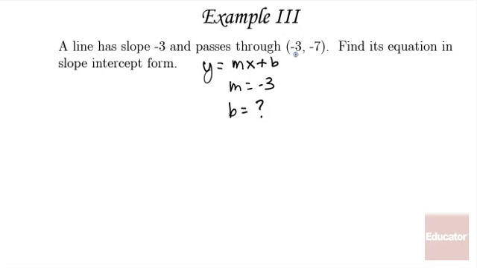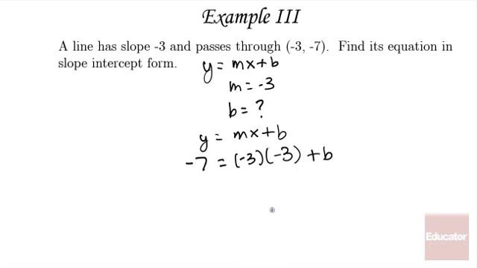Since I have a value of x and a value of y and m, I will just have one equation with one unknown, b, and I can therefore solve for b. So y equals mx plus b. I'm going to let y equal -7. m is -3. x is -3. And I am solving for b.